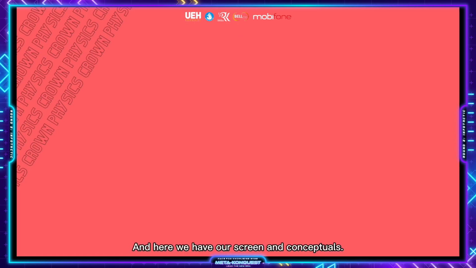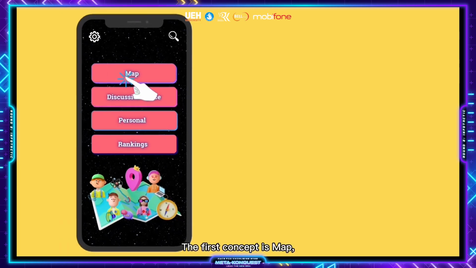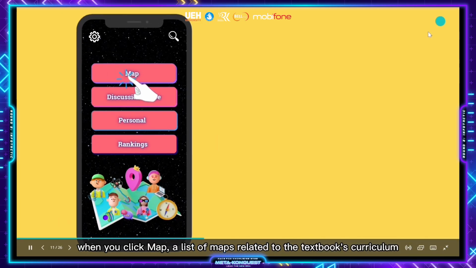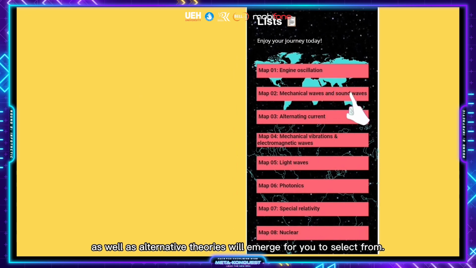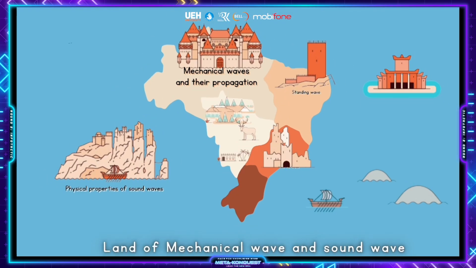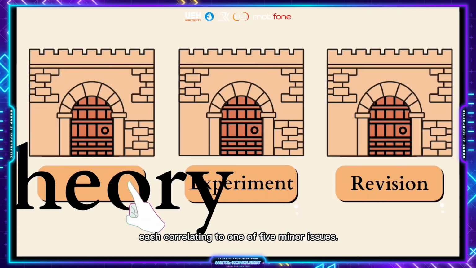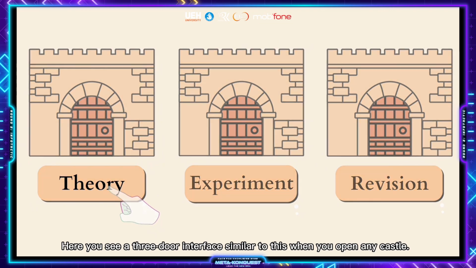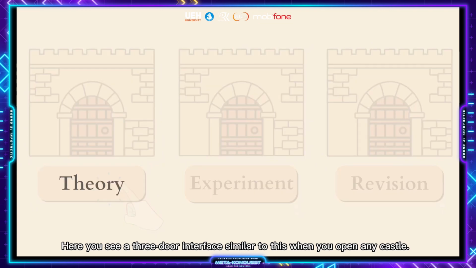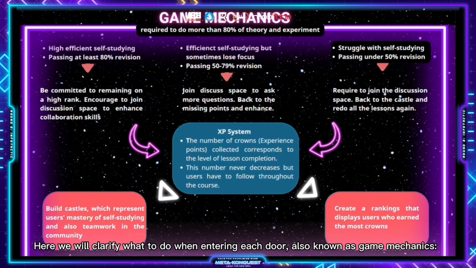And here we have our screen and our concepts. The first concept is map. When you click map, a list of maps related to the textbook curriculum as well as alternative theories will emerge for you to select from. Now we move to map 2. There are 5 castles on this map, each relating to one of 5 minor issues. Here you see a 3-door interface, similar to when you open any castle. Here we will clarify what to do when entering each door, also known as game mechanics.